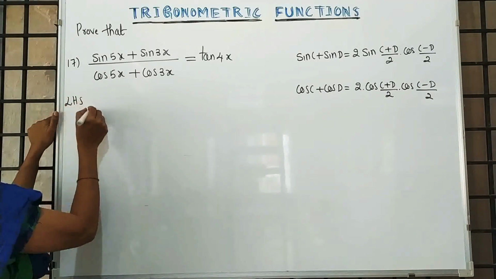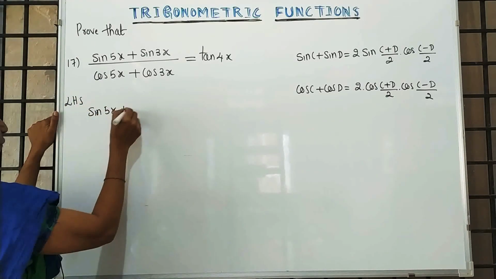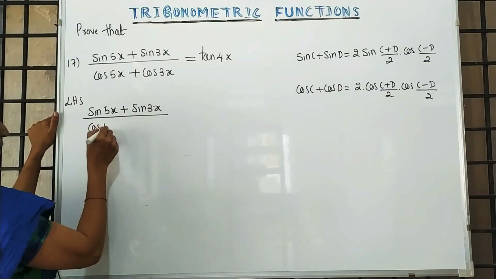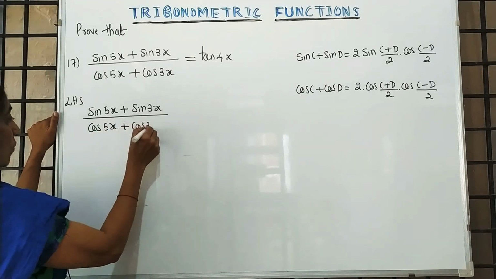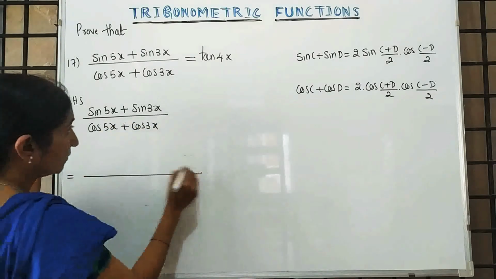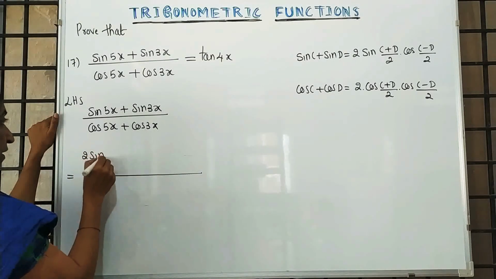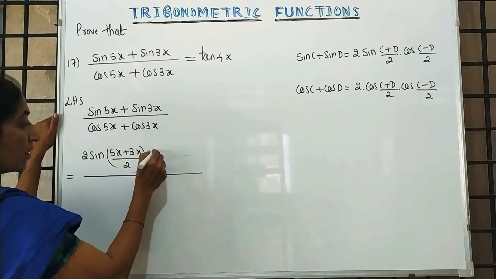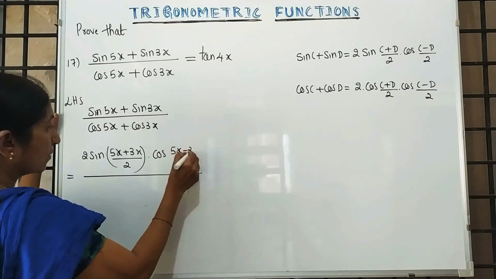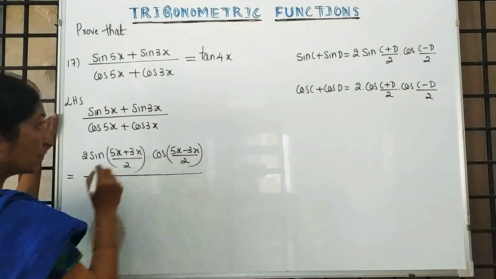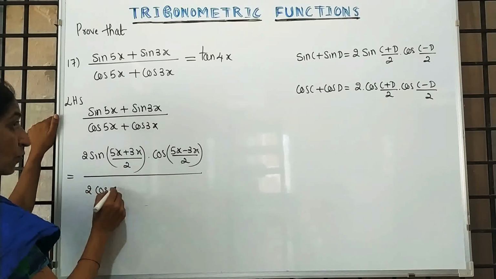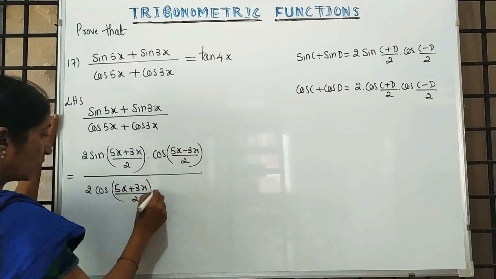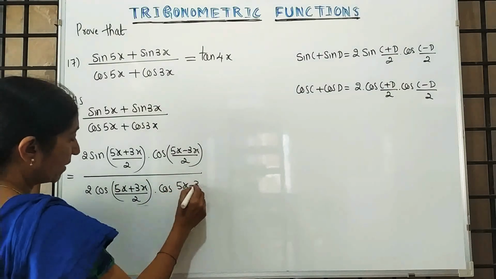Write down the LHS. Sin 5x plus sin 3x divided by cos 5x plus cos 3x. It is 2 sin c plus d by 2 into cos c minus d by 2. Denominator is 2 cos c plus d by 2 into cos c minus d by 2.